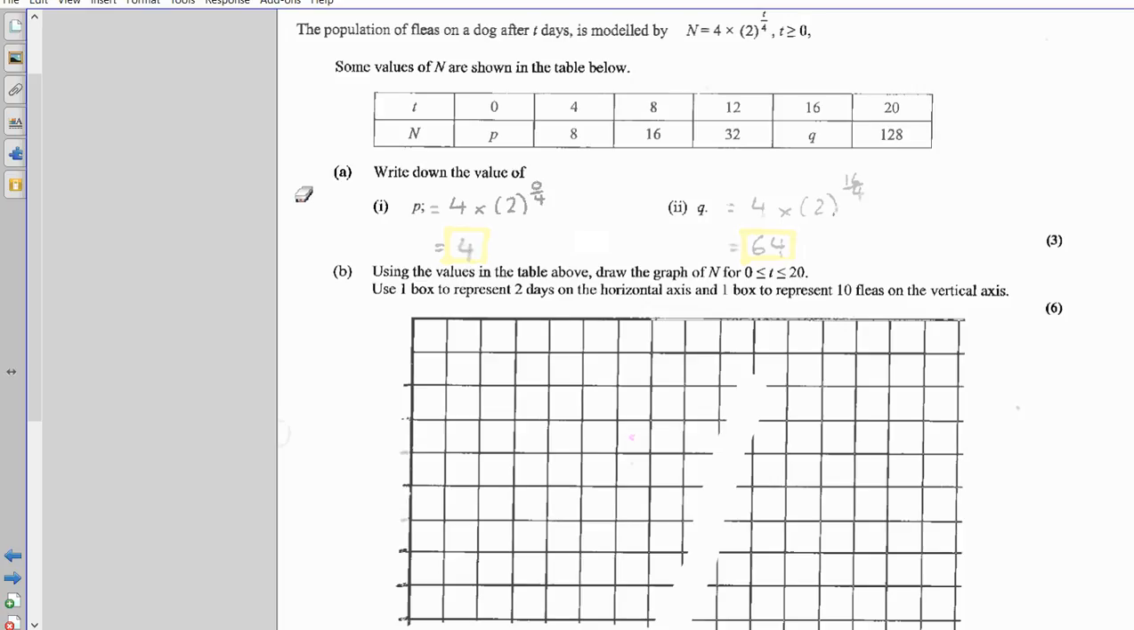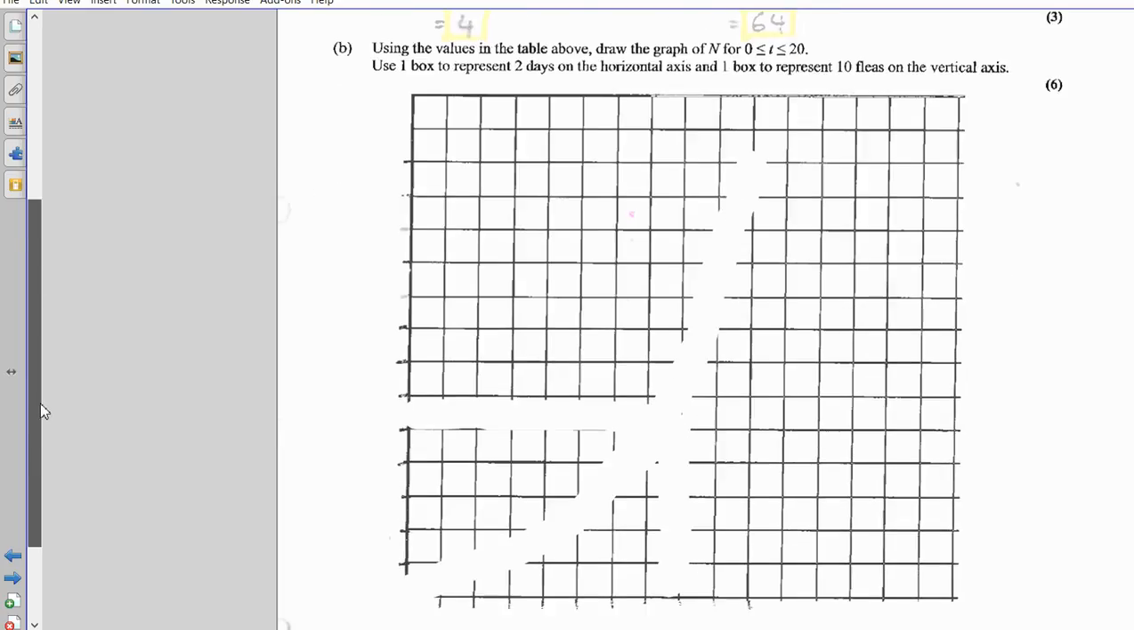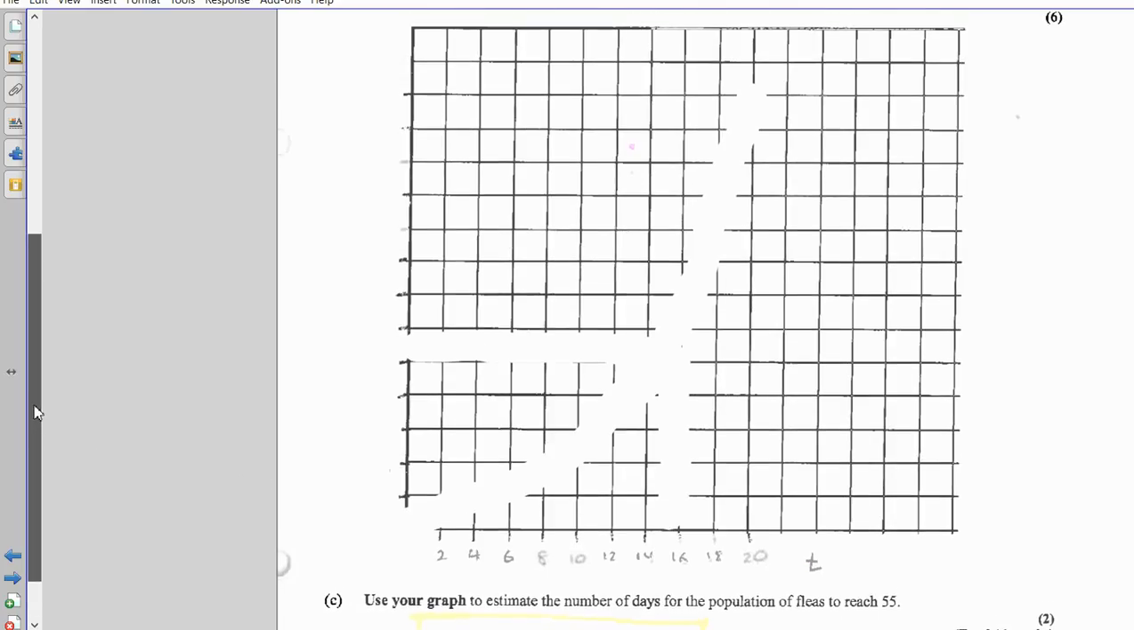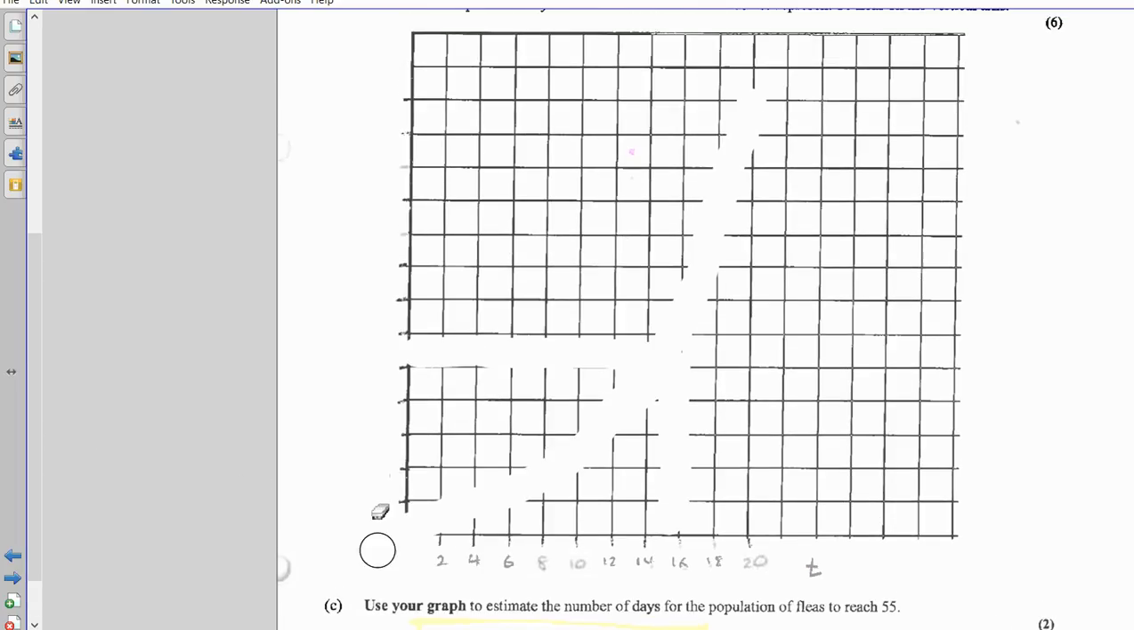In the exam, they always tell you exactly what scale to use, but this is not an exam, so I'm going up by 2s, and I need to go up to 20. I should definitely label it T for time. I need to go up to 130 here, so I'm going to choose to go up by 10s. If I do that, I can fit it all in, up to 130.